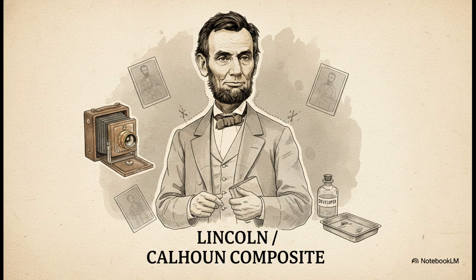I mean, just look at this famous portrait of Abraham Lincoln. It looks legit, right? But it's a composite. That's Lincoln's head, yeah, but it's sitting on the body of a completely different politician, John C. Calhoun. And this was done way back in the 1860s. It just goes to show you the urge to tweak reality is as old as photography itself.